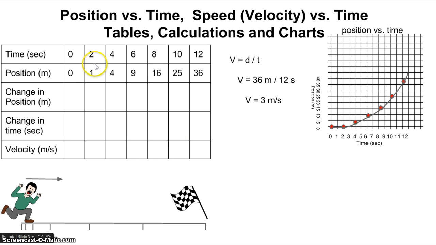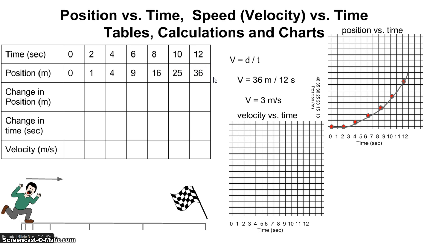We started off going very slowly. We only traveled 1 meter during the first 2 seconds, and toward the end we were moving along quite quickly. We covered 11 meters in the last 2 seconds. There's probably a better way of representing that. We're going to take advantage of the idea of making a graph. Again, we'll look at time as our independent variable, and we'll look at velocity as our dependent variable.